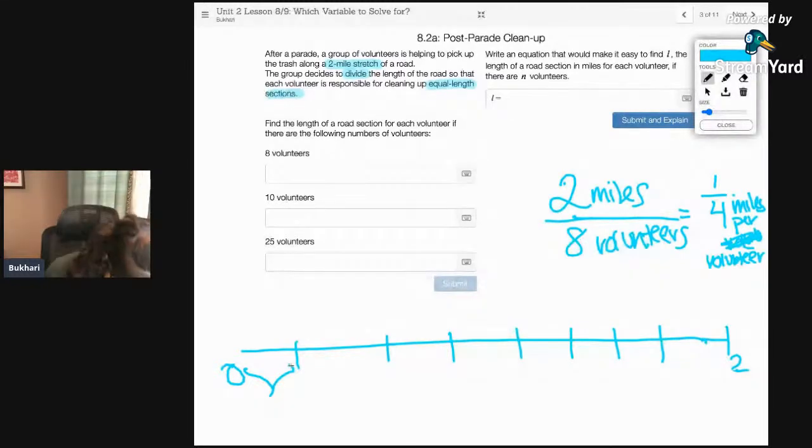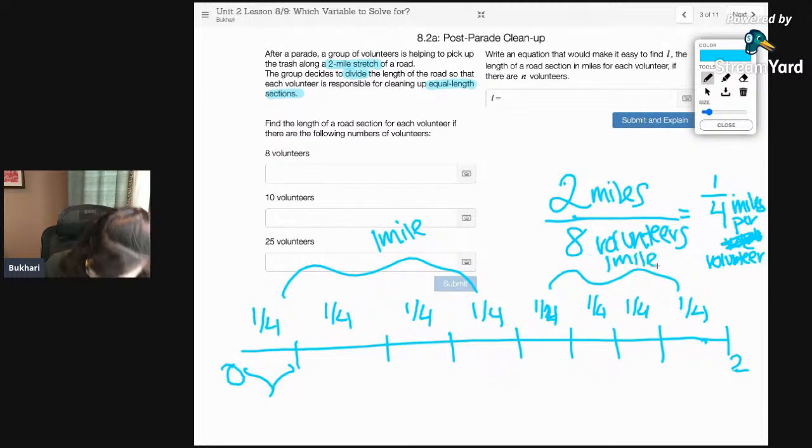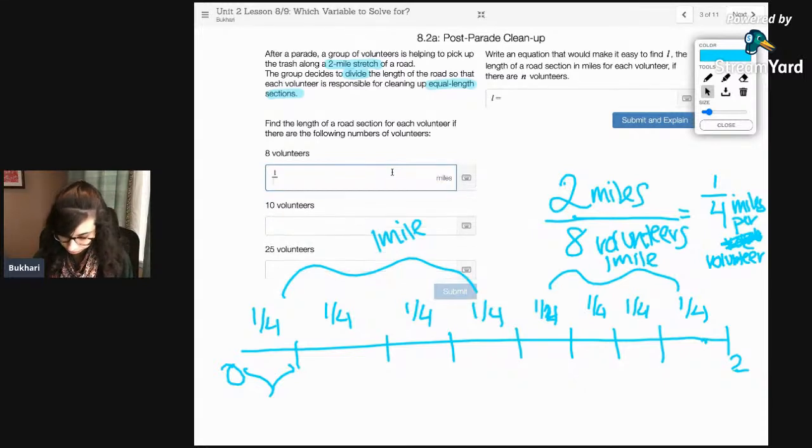And you could just add them up too. For checking my answer, I know that if this is a fourth, a fourth gives me 1 mile. And I have another fourth, another fourth, another fourth, and another fourth. This also gives me 1 mile. In total, I have 2 miles. So you can draw a picture if you are struggling to see what's going on. And so I know that with 8 volunteers, I have a 1/4 of a mile.